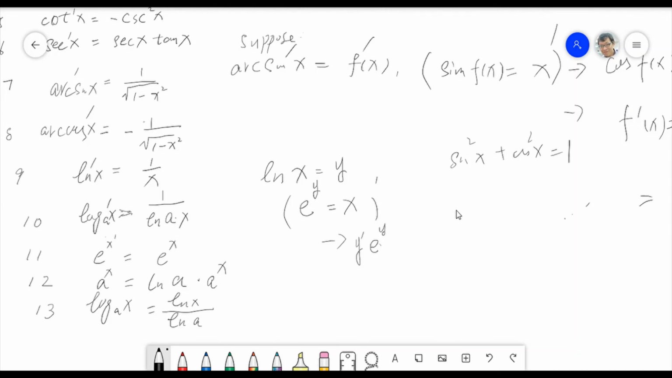For the exponential, if the exponent is x itself, the derivative is itself. But if the exponent can be differentiated by x, it has to be differentiated again. So this equals x's derivative, which is 1. So y prime equals 1 over e to the y, and e to the y is x, so it equals 1 over x.